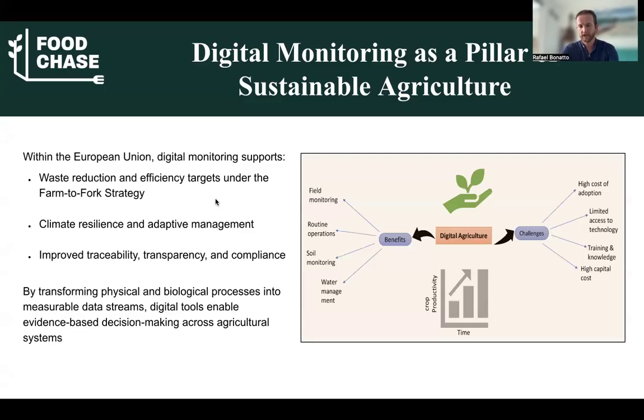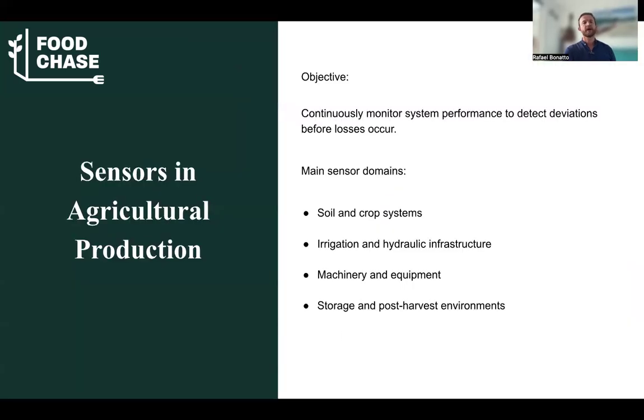And on the right-hand side of this slide, we have digital agriculture, its benefits and challenges, and a graphic about crop productivity and time, how it behaves. This has been extracted from a paper that you can access in the written material, or even in this presentation, just click on the link and access it. It would help you a lot in understanding the benefits and challenges of digital agriculture, okay?